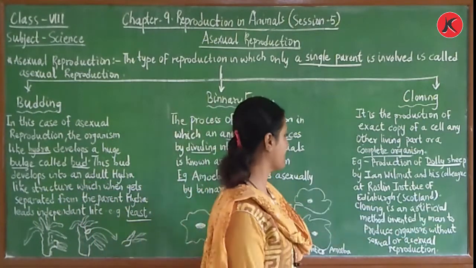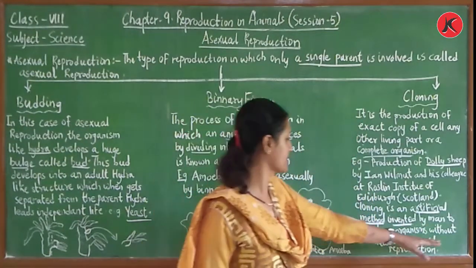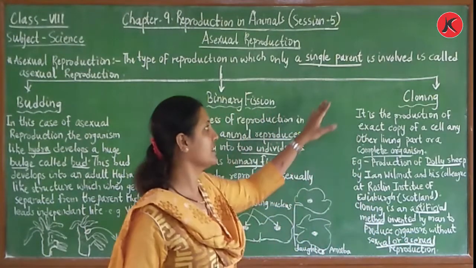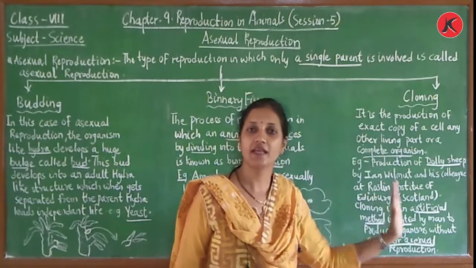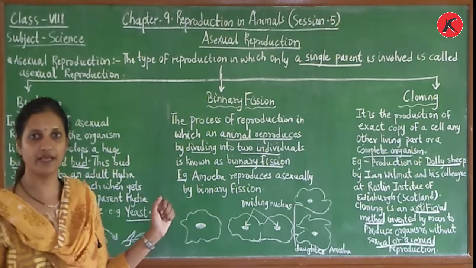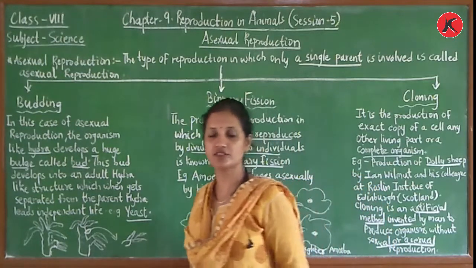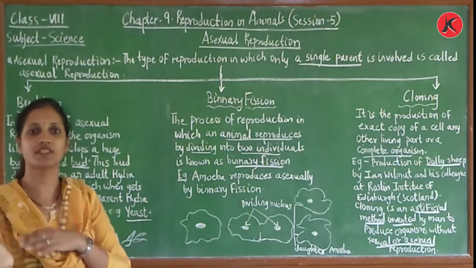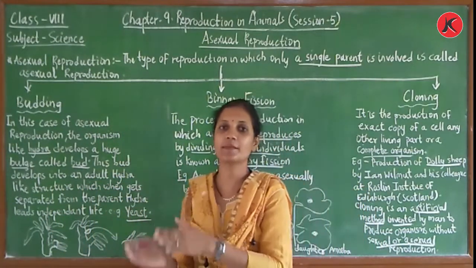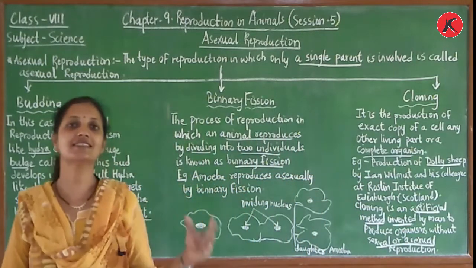So cloning is an artificial method invented by man to produce organisms without sexual or asexual reproduction। यानी ये एक टोटली डिफरेंट पार्ट है। एसेक्सुअल रिप्रोडक्शन से या सेक्सुअल रिप्रोडक्शन से ये टोटली डिफरेंट है, राइट? So children, in modern research, people are taking chromosomes, they are taking DNA of some animal and putting it into human beings, and some human DNA they are putting into animals, and they are doing research. This is called cloning.